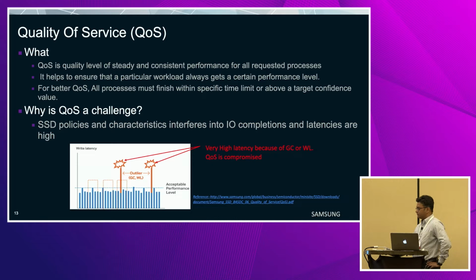So if you see this graph of write latency, this is my target acceptable performance level, but because of some GC in between and wear leveling, these are the outliers, and these outliers are causing my QoS drop. We've seen a lot of customers come with these questions. This is the typical scenario in the current industry where these outliers cause problems for the SSD vendors.